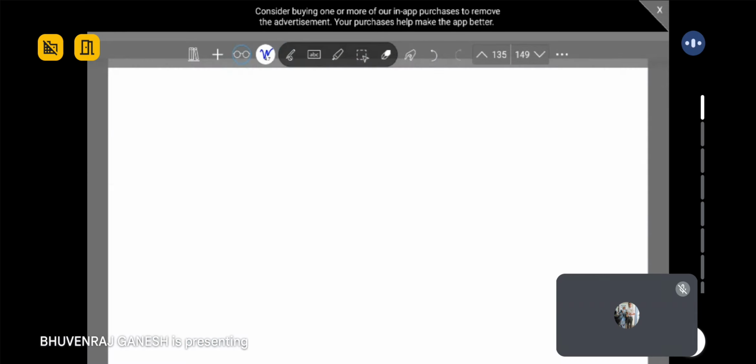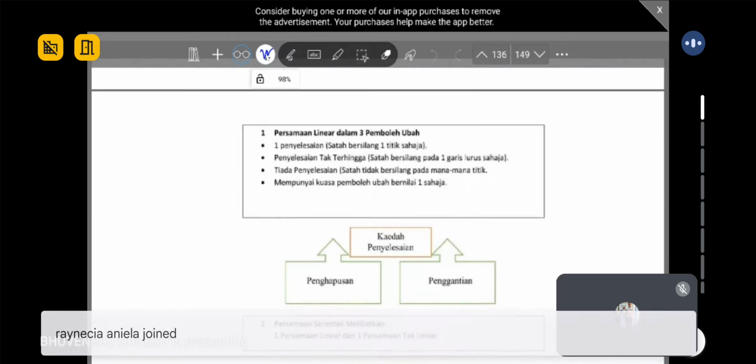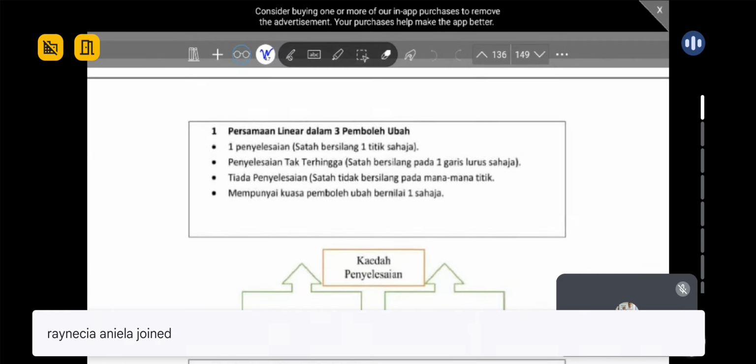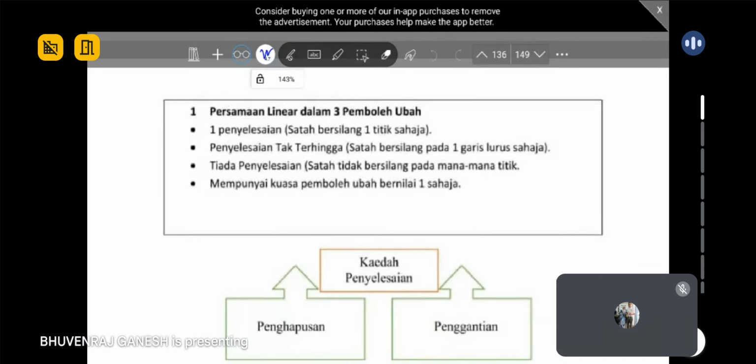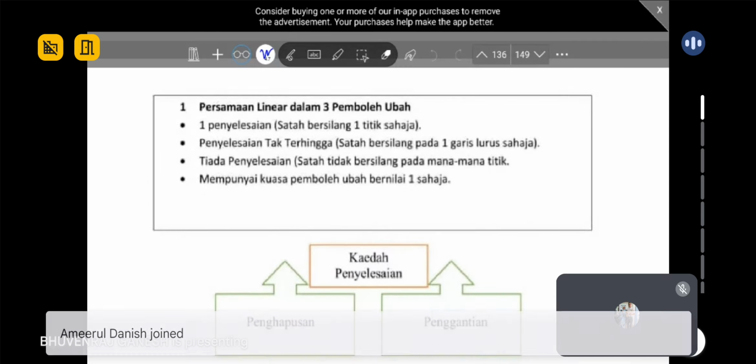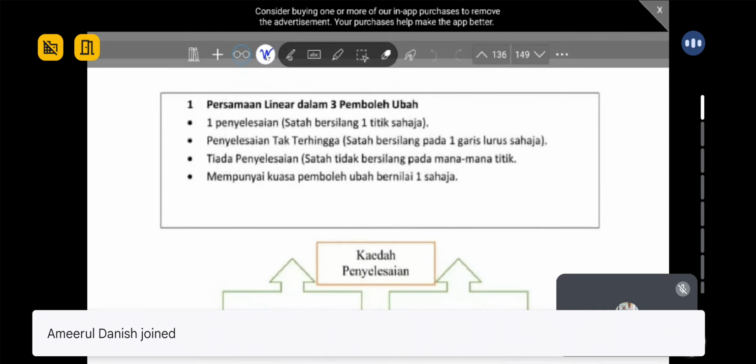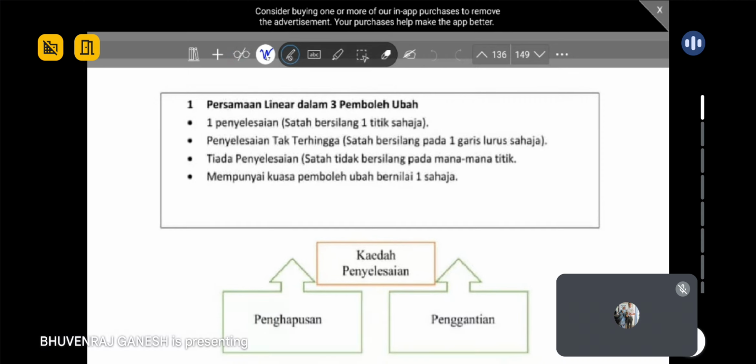Okay, alright. So we come to the lesson itself. Okay guys, so the first part as I told you got linear equation in 3 variables. Okay, persamaan linear dalam 3 pemboleh ubah. Alright. Okay, so guys, you must know a few types of solution in this chapter. Apa jenis-jenis penyelesaian guys kamu ada dalam bab ni?